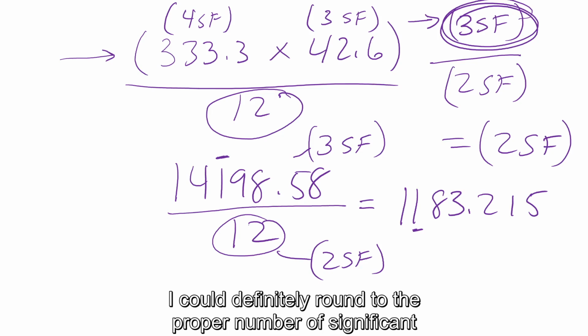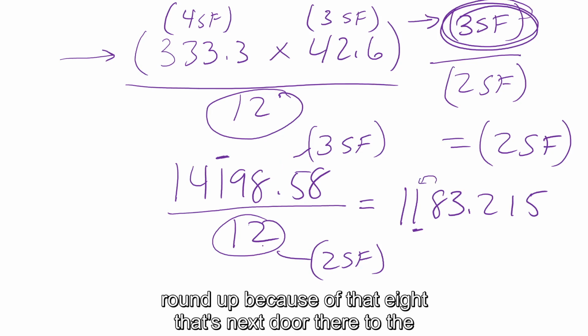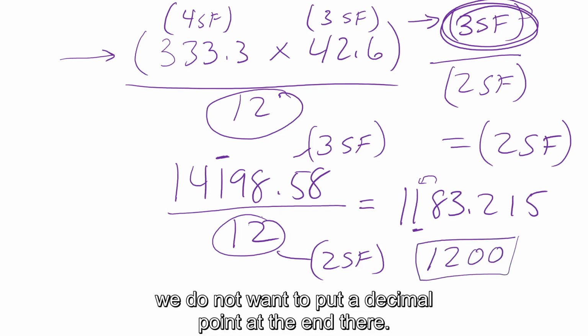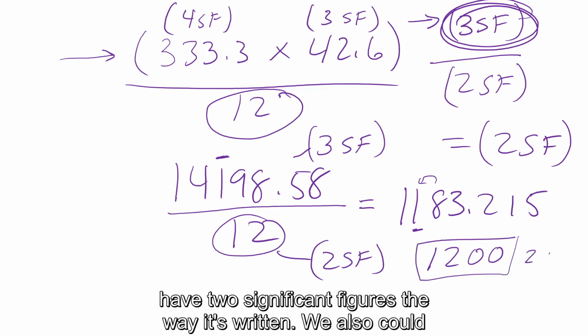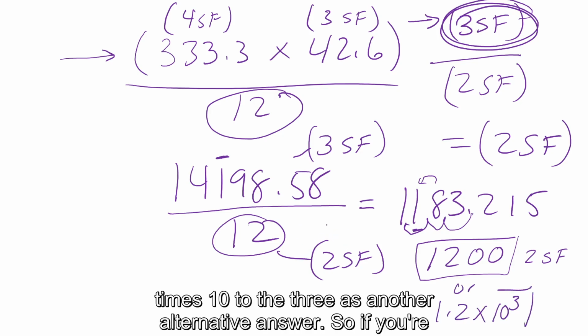Now I could definitely round to the proper number of significant figures. In this particular case, we are going to have to round up because of that 8 that's next door to the 1. And that will give us something like 1200. Once again, we do not want to put a decimal point at the end there. Otherwise, it would have 4 significant figures. This will have 2 significant figures the way it's written. We also could do scientific notation, 1, 2, and 3. And we could do 1.2 times 10 to the 3 as another alternative answer.